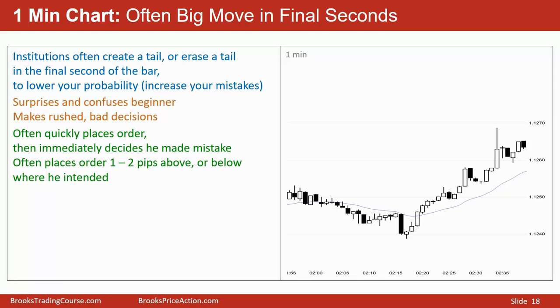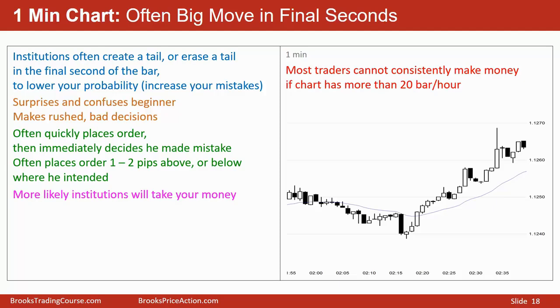You end up taking a small loss. You end up entering a couple ticks worse than what you intended, and the institutions will end up taking your money because you made a very quick decision and you just did not have enough time to make the decision as well as you would like to do it. So as a result, the institutions will be taking your money.